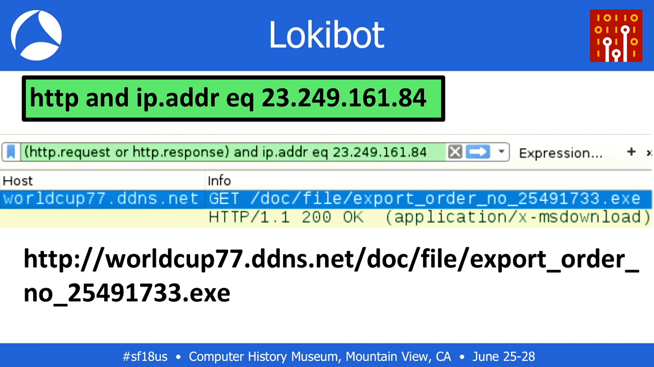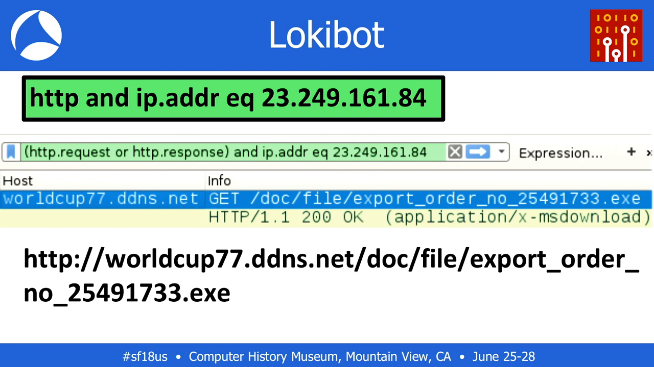You've got your HTTP host column displayed, and you should see worldcup77.ddns.net. If I see anything from something.ddns.net, I'm like, that's odd. Probably malware. Which, anytime I see it, it pretty much is.